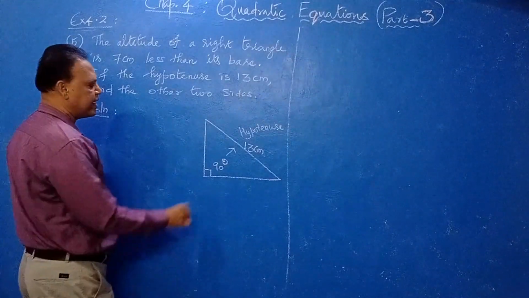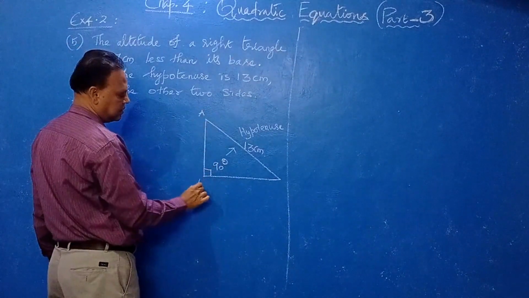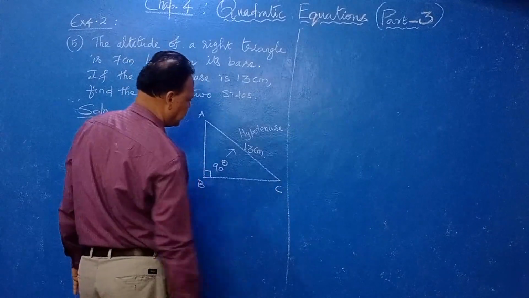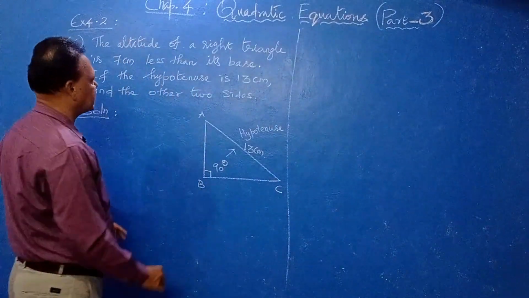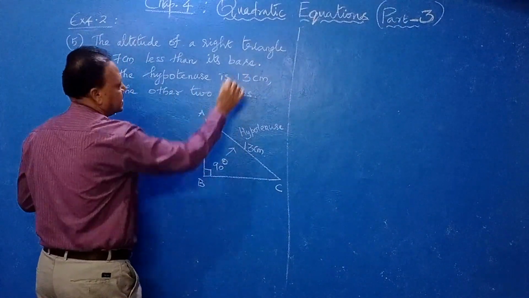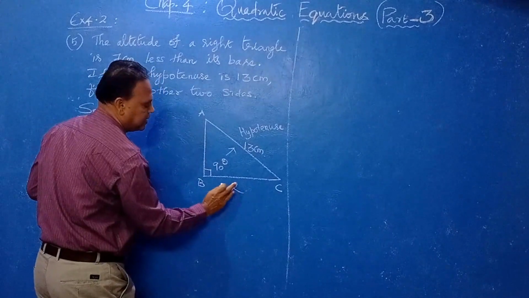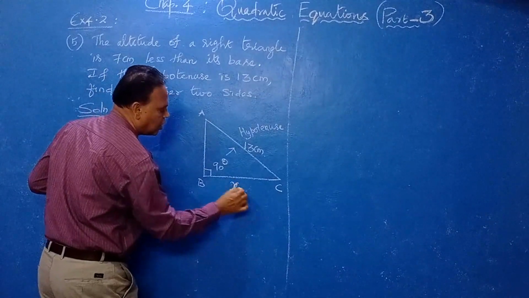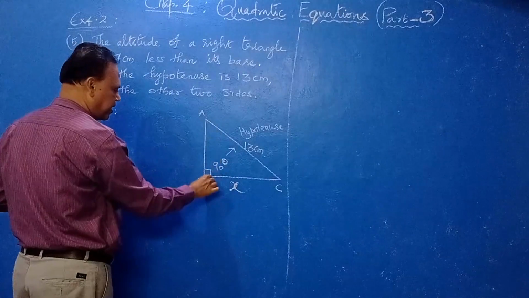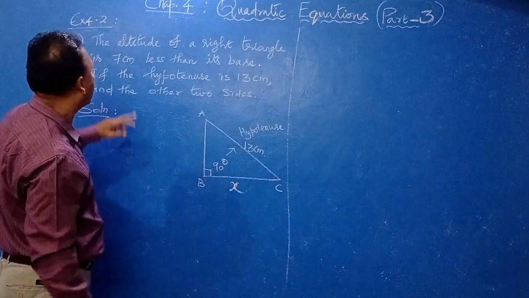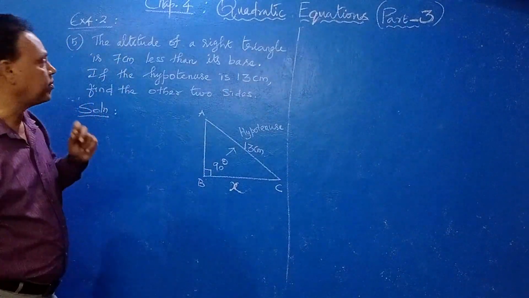Okay. You can name it also ABC. ABC is a right triangle. Name it. Then the base I am taking as x. When the base is x, then how will the altitude be? This is 90 degrees. The perpendicular is what? Altitude. How will the altitude be?